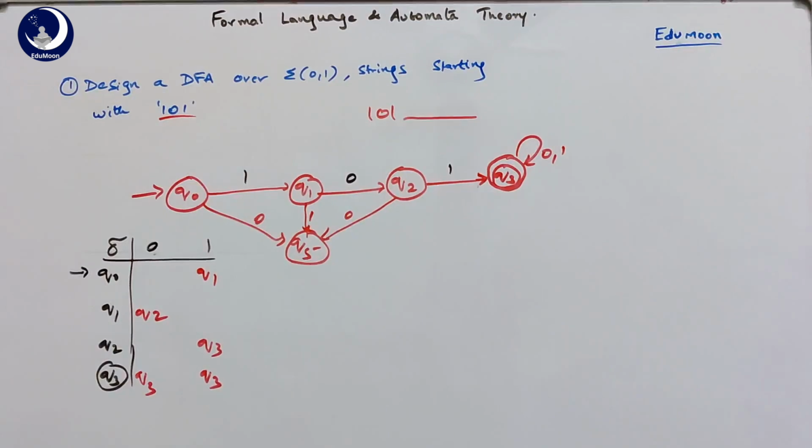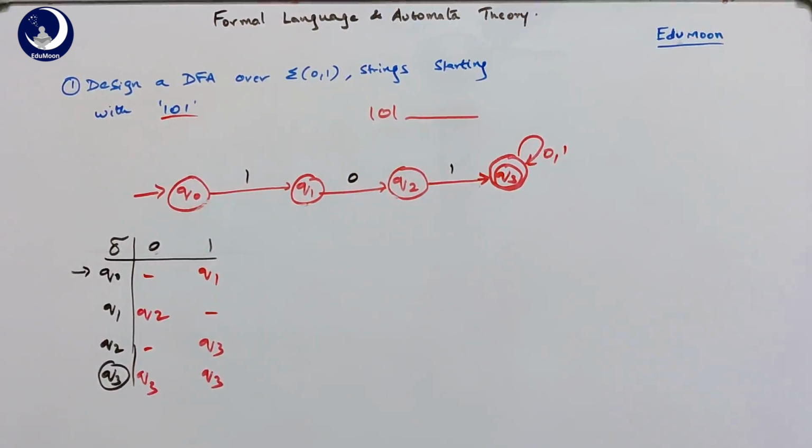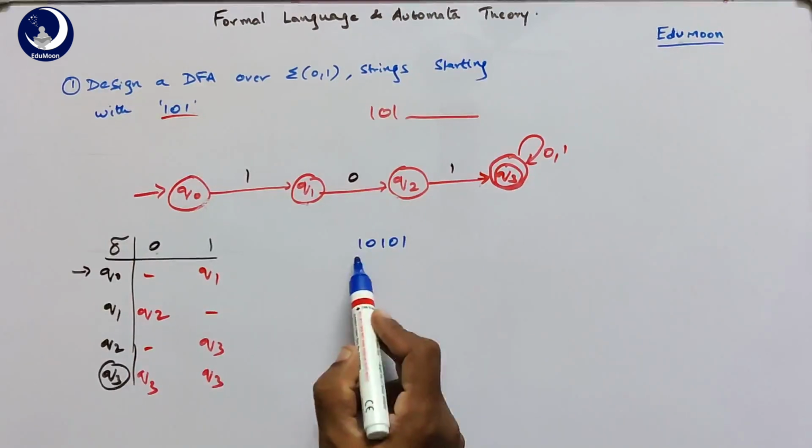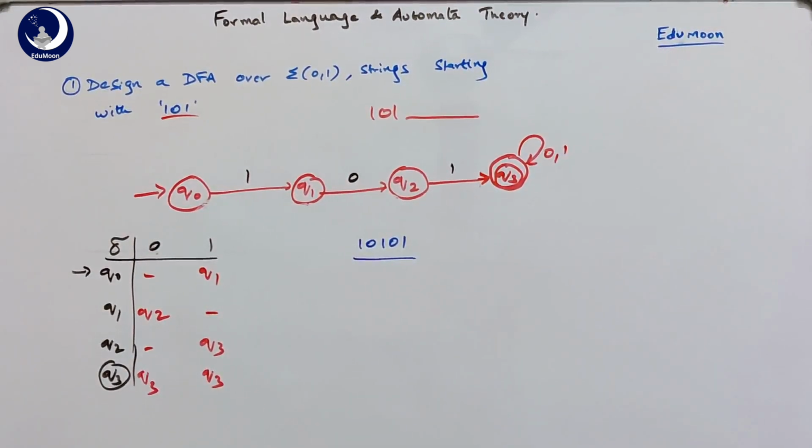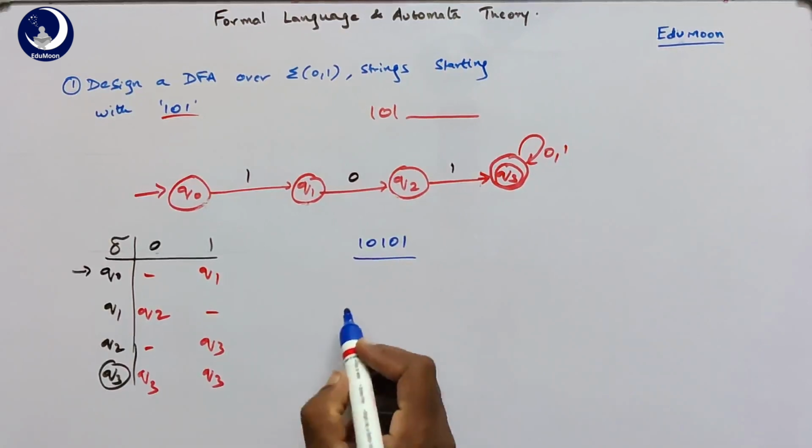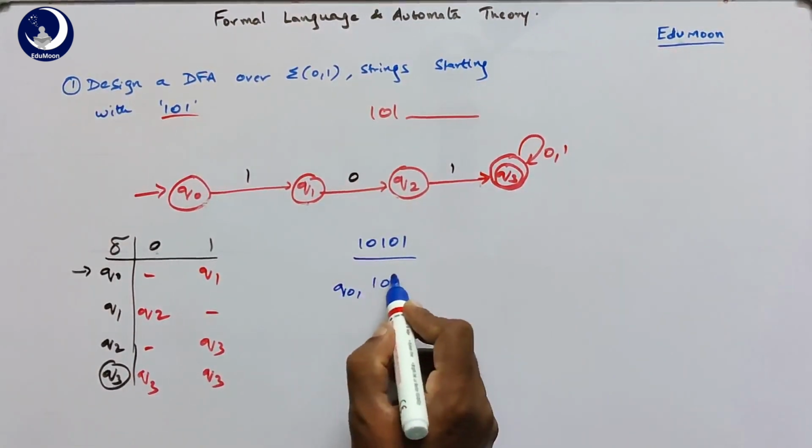So we can also eliminate this dead state simply because this is a state in which there is no outgoing transition. So we can also rewrite the table as following, that is leaving a blank space at the other possible combinations for Q0 on 0, Q1 on 1 and Q2 on 0. Now if you take any string for checking the acceptance of the string in the machine, let us take an example of the string 10101. This is a string we are going to check whether it is accepted by this machine, which is started with 101. So simply we write it as Q0 on 10101.